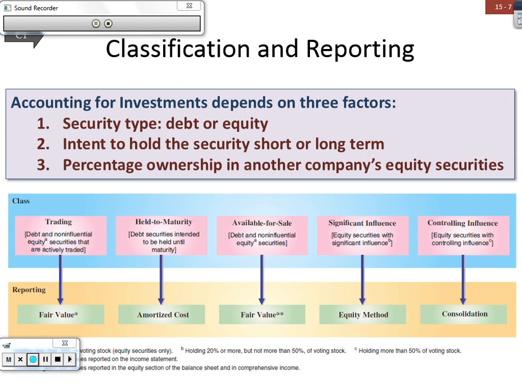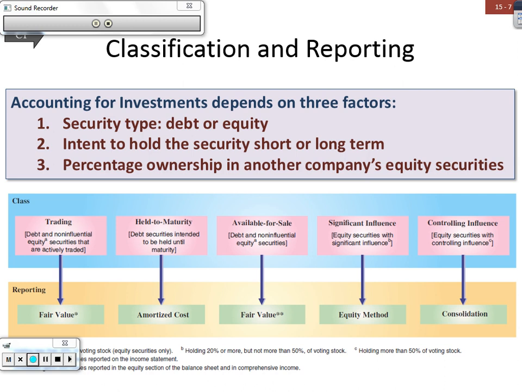Trading: debt and non-influential equity securities that are actively traded. In other words, stocks and everything that are actively traded on the market. They are reported at fair value. Held to maturity: it doesn't matter what the maturity is. We know that we amortize the cost. In other words, we allocate that cost over a significant period of time. Available for sale: debt and non-influential equity securities, also reported at fair value. Significant influence: equity securities with significant influence. We're going to talk about significant and insignificant influence. You use the equity method to report significant influence. For controlling influence, you use the consolidation method to report.